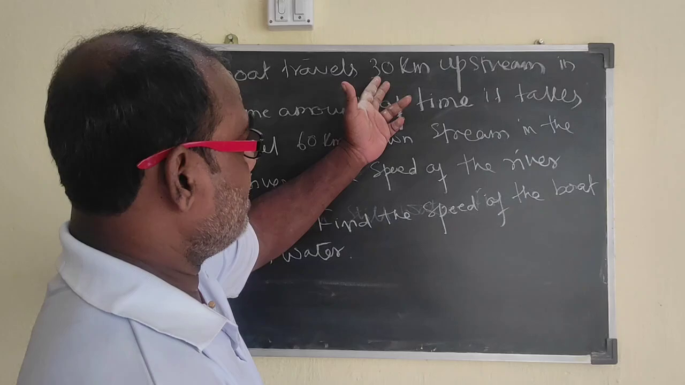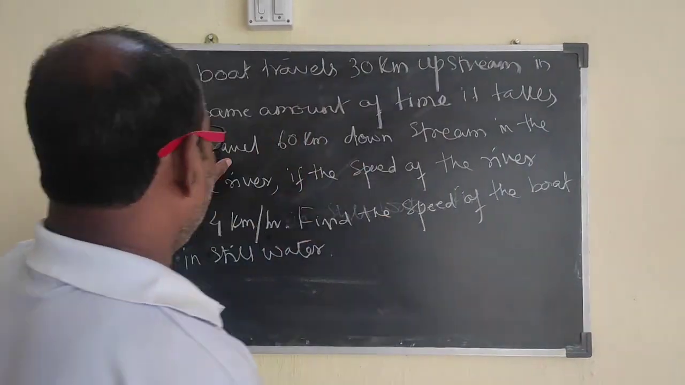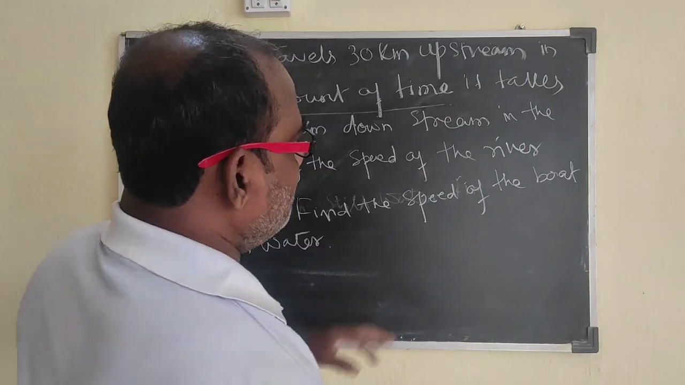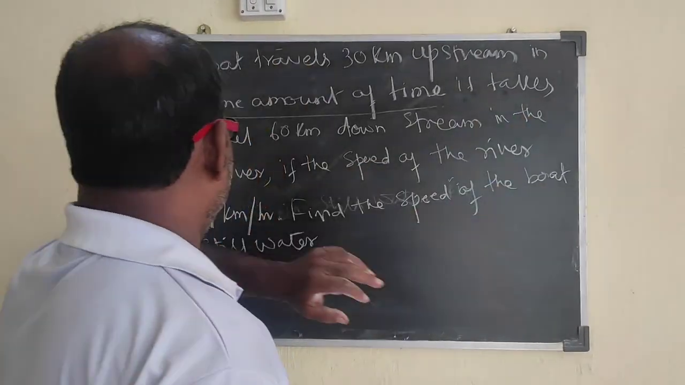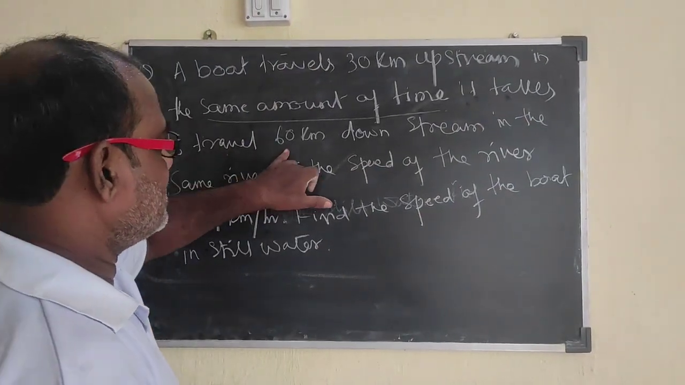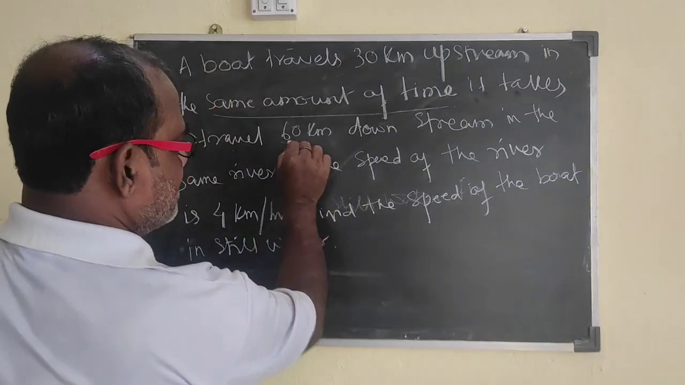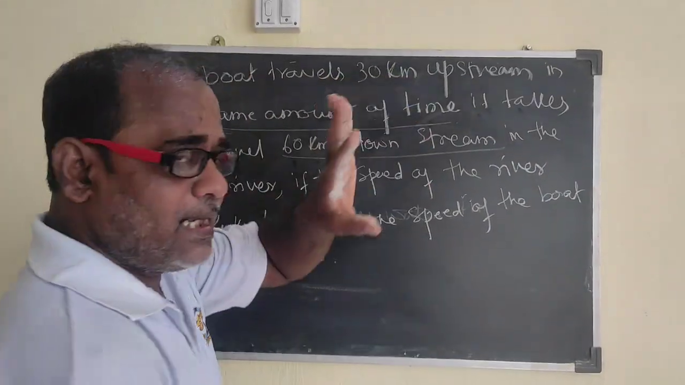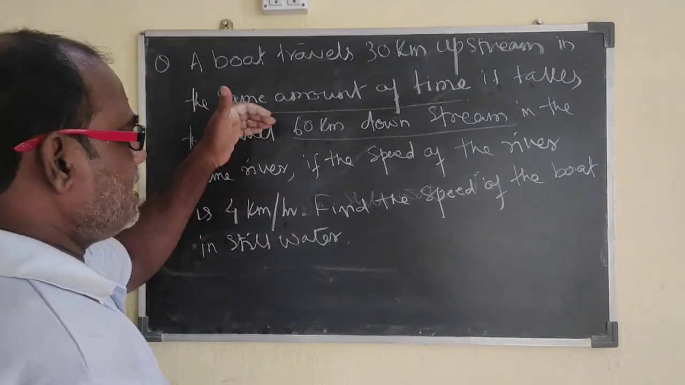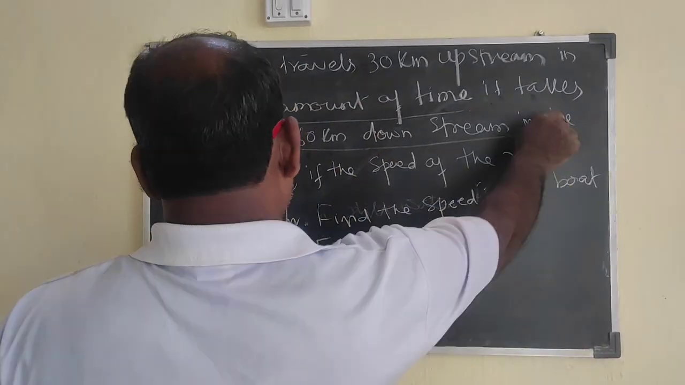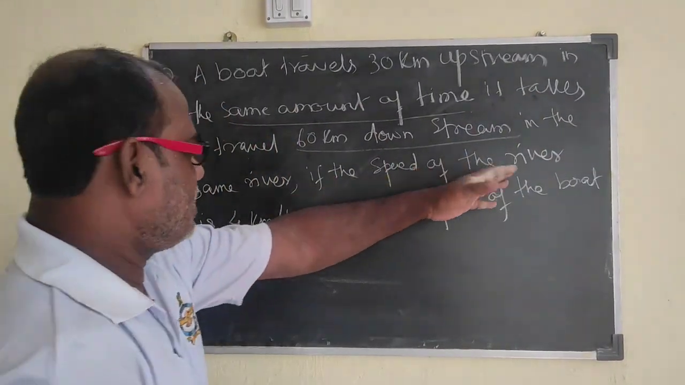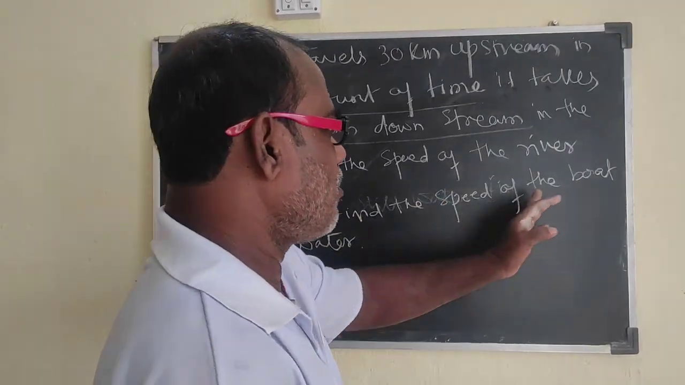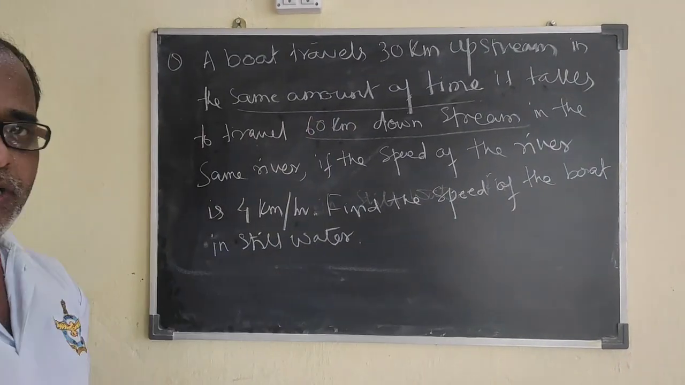A boat travels 30 km upstream in the same amount of time. Remember this, same amount of time. It takes to travel 60 km downstream. Upstream it is going 30 km and takes the same amount of time as when it travels downstream in the same river. If the speed of the river is 4 km per hour, find the speed of the boat in still water.